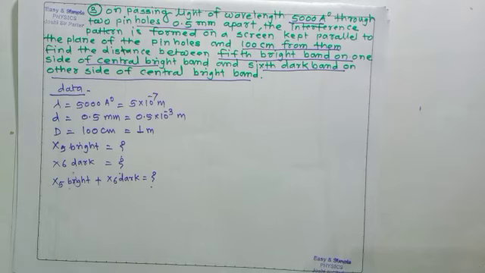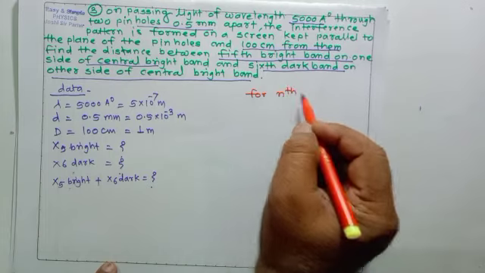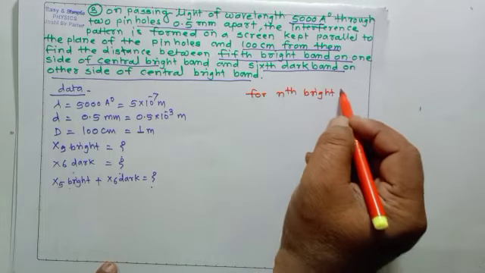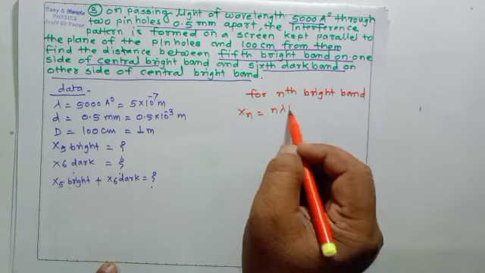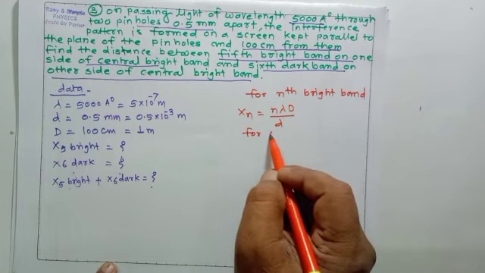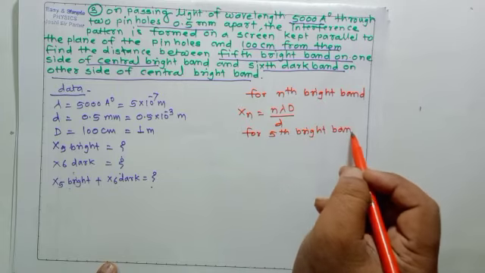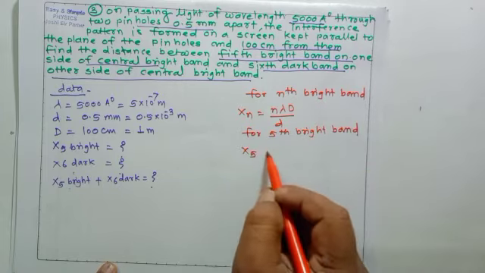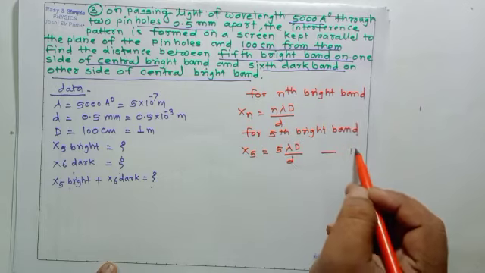In this question, if we can solve, we have seen the condition for nth bright band. It will be xn equal to n lambda capital D upon small d. For fifth bright band, it will be x5 equal to 5 lambda capital D upon small d. Suppose this is equation 1.